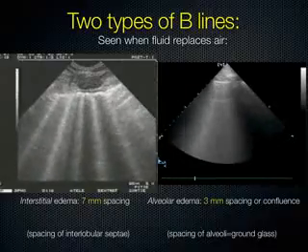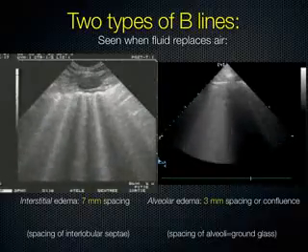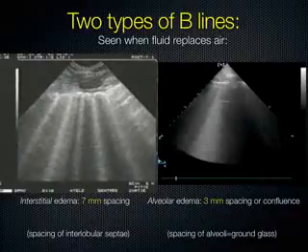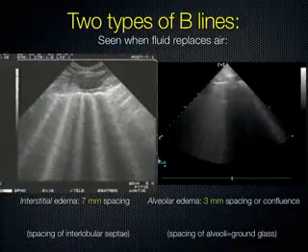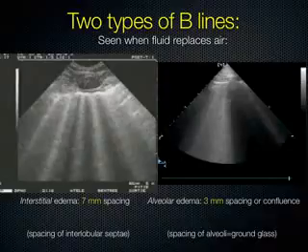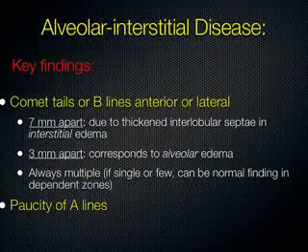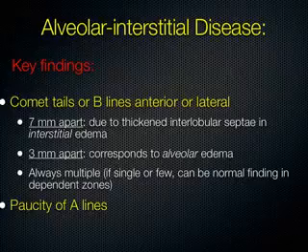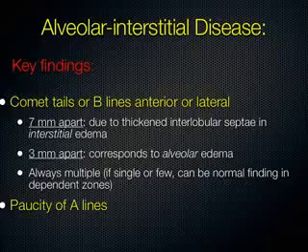All right, so just to review, the key findings when you have pulmonary edema or alveolar interstitial disease, which can be cardiogenic, non-cardiogenic, and it could be fibrosis. There's many things that could create this, but essentially you don't have air, you have something else in the interstitium of the lung that's replaced the air, so your A lines are gone, and then you have comet tails that go all the way to the edge of the screen. They're multiple and in multiple fields.